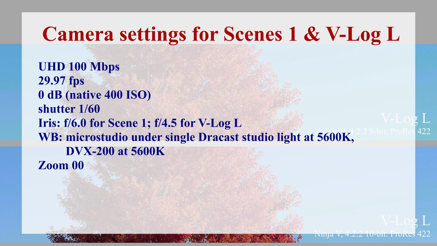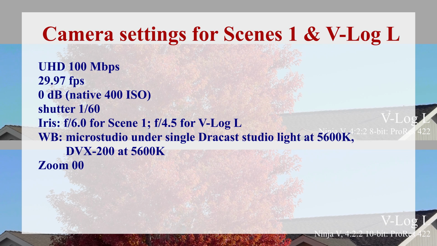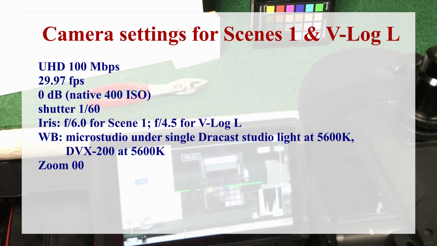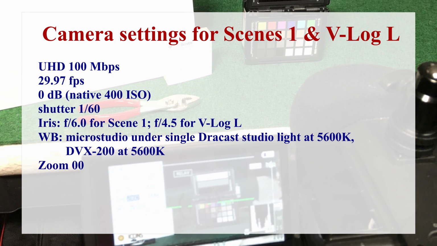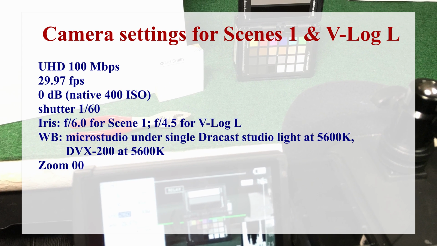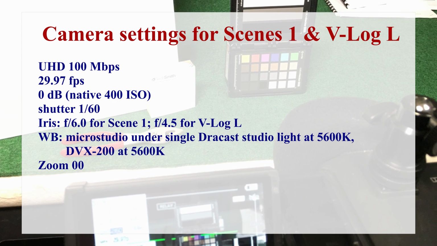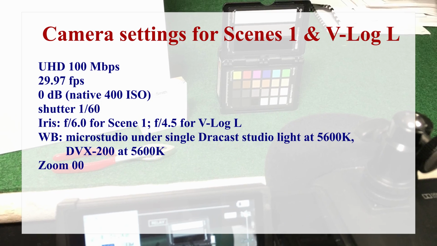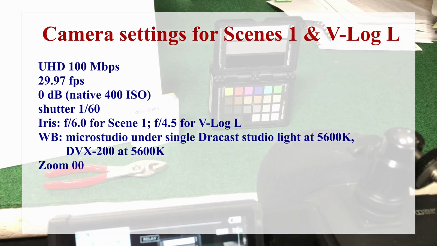Most settings are the same for all clips. They were shot in UHD at 100 megabits per second at 29.97 frames per second. Native ISO, which is 400, shutter at 1/60th of a second. The iris was at f6.0 for all Scene 1 clips and 4.5 for all VLOG L clips. The countertop is my micro studio, where I make stop motion educational videos, under a single Dracast studio light set to 5600 Kelvin, and the DVX-200 was set to 5600 Kelvin. Zoom was set at 0.